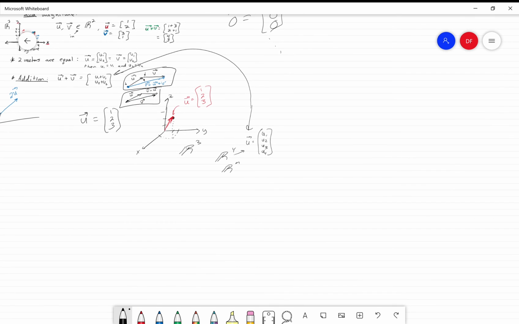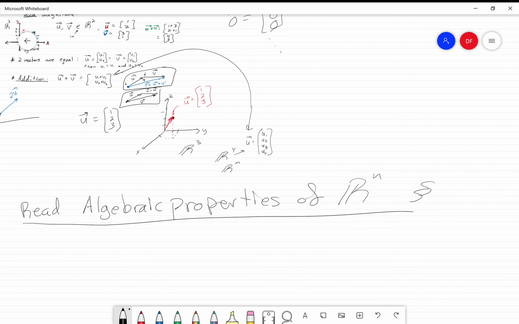Now, in section 1.3, I want you to read the algebraic properties of Rn. Section 1.3. Read this part. It gives you 8 different properties for vectors. For example, u plus v is equal to v plus u. But that's pretty much obvious. Another one is that c plus d times u equals, this distributes.